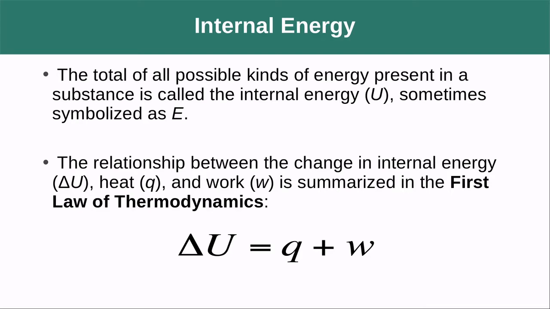Now, we can add up all of the different kinds of energy within a substance and find out the exact internal energy of the substance. But typically, we're really not very concerned about that. What we want to know is how the internal energy of a substance is changing. And for that, we have this relationship between the change of the internal energy of a substance and the heat and work that are either added to it or removed from it. And this is what is called the first law of thermodynamics.